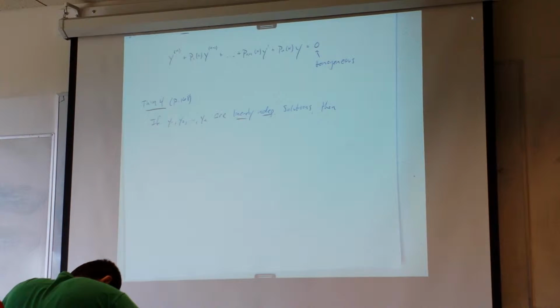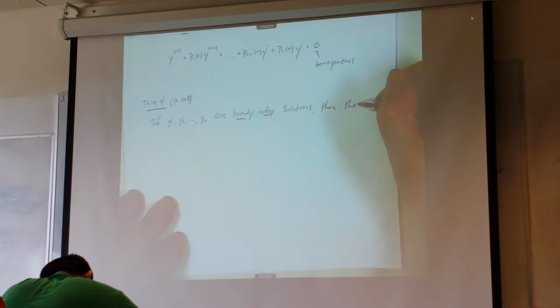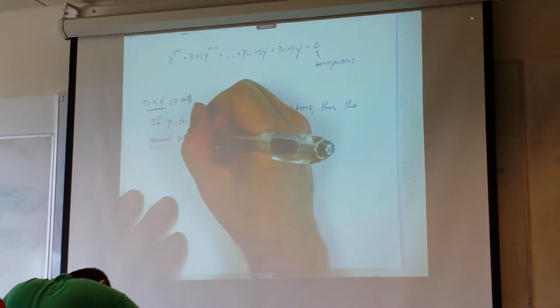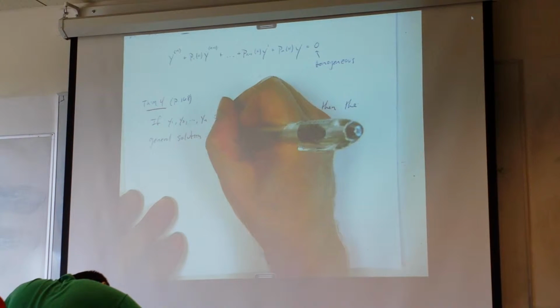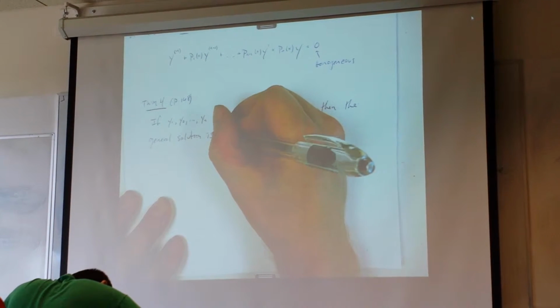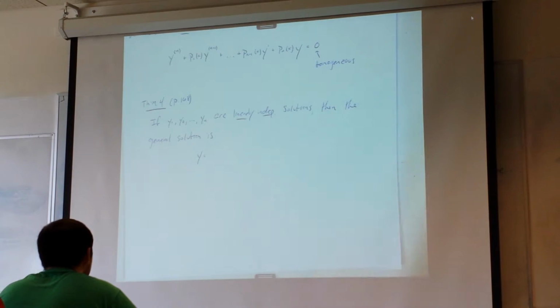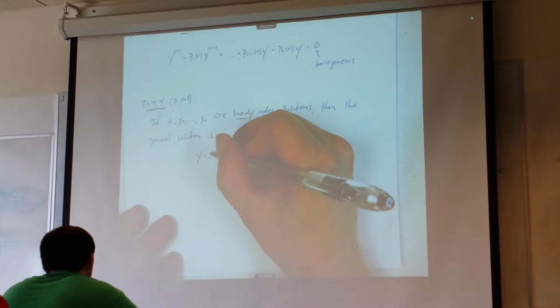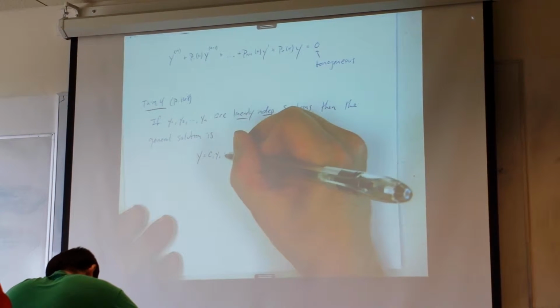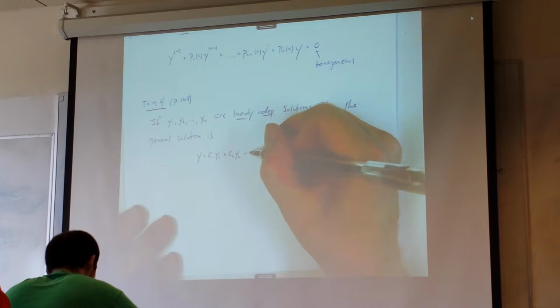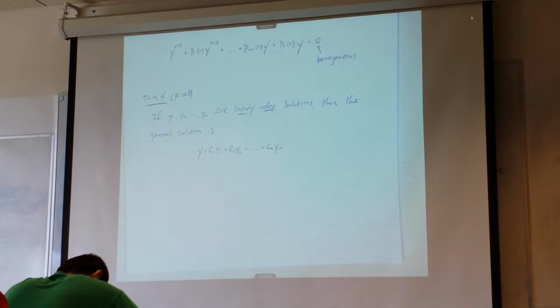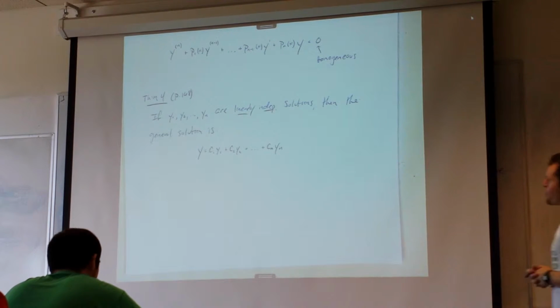So if somehow we are able to come up with n linearly independent solutions, then the general solution is going to be a lot like it was before: any solution, the general solution, will be linear combinations of those. C sub 1 y sub 1 plus C2 y sub 2 plus dot dot dot C sub n y sub n. Okay? So that theorem goes both ways.